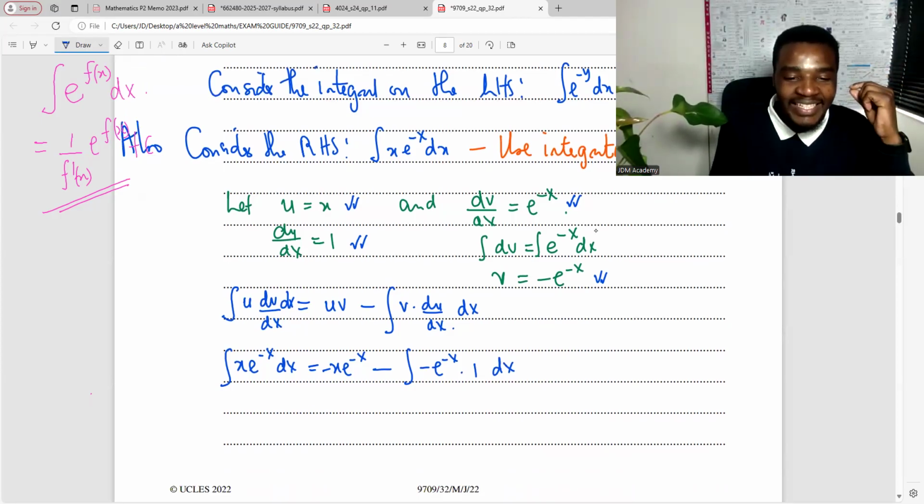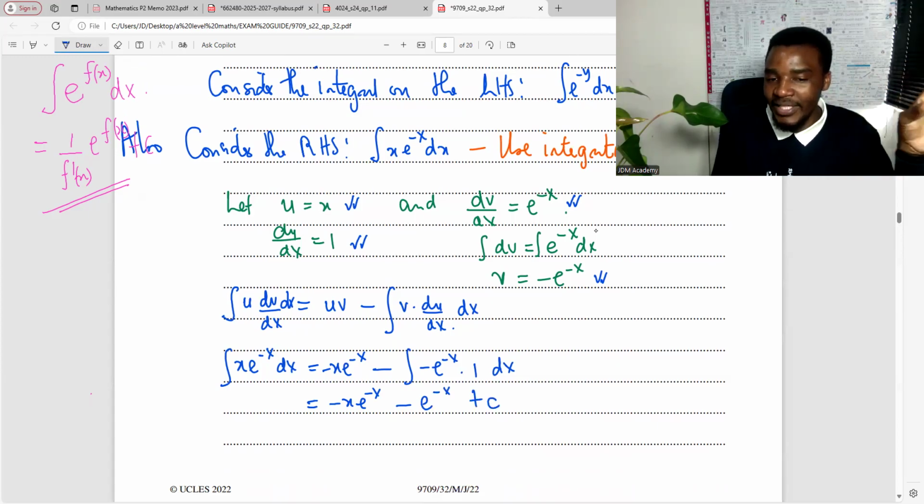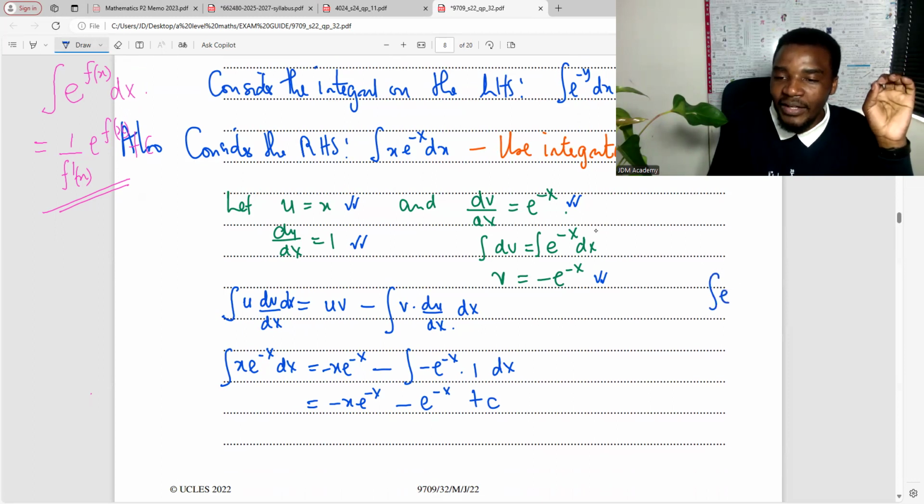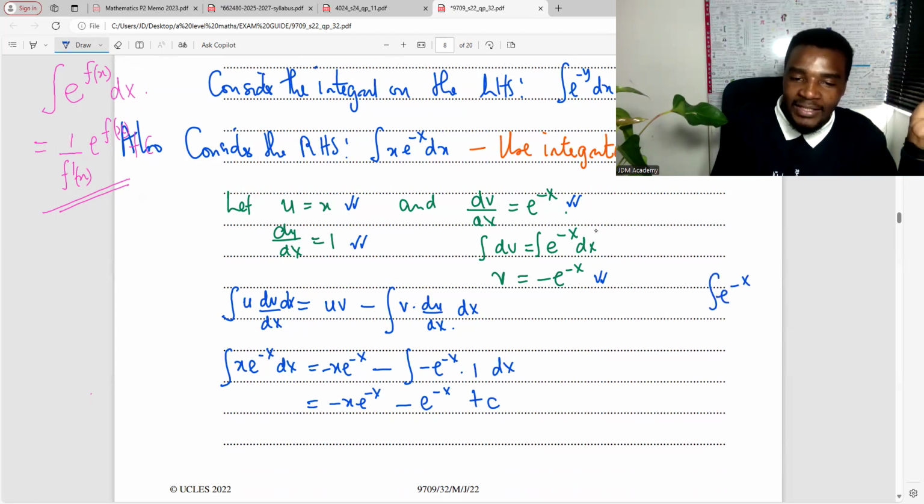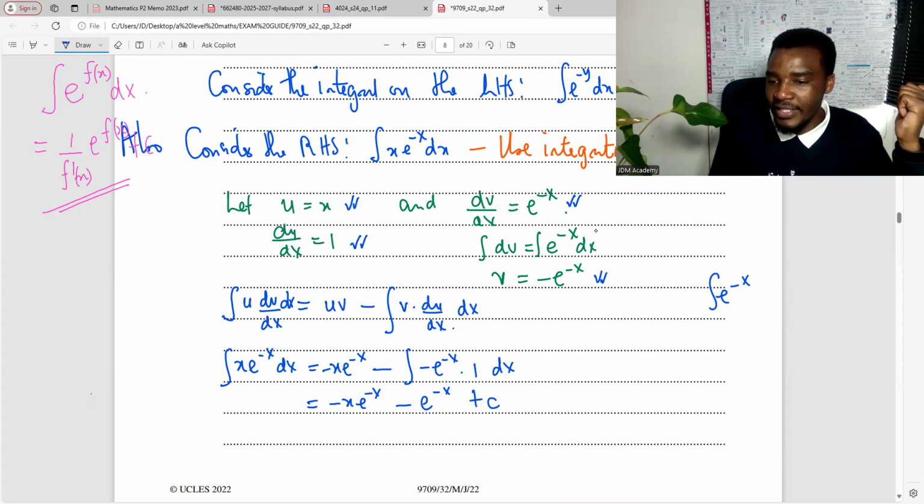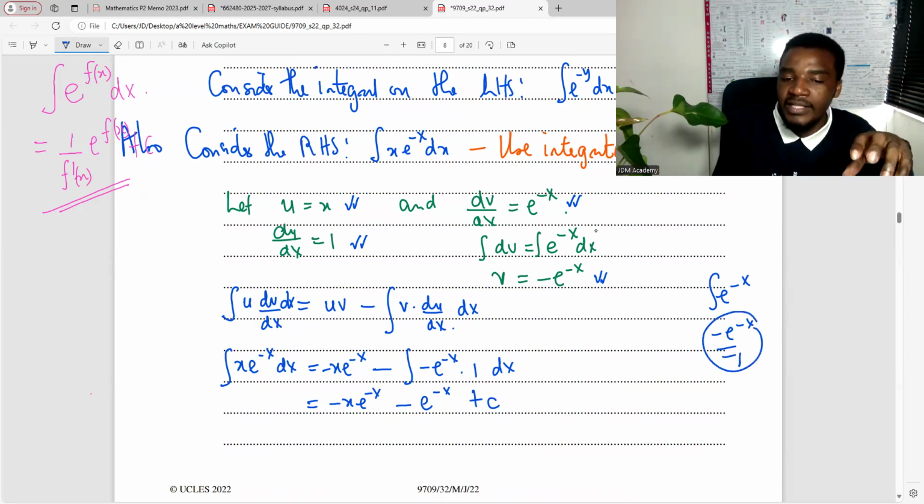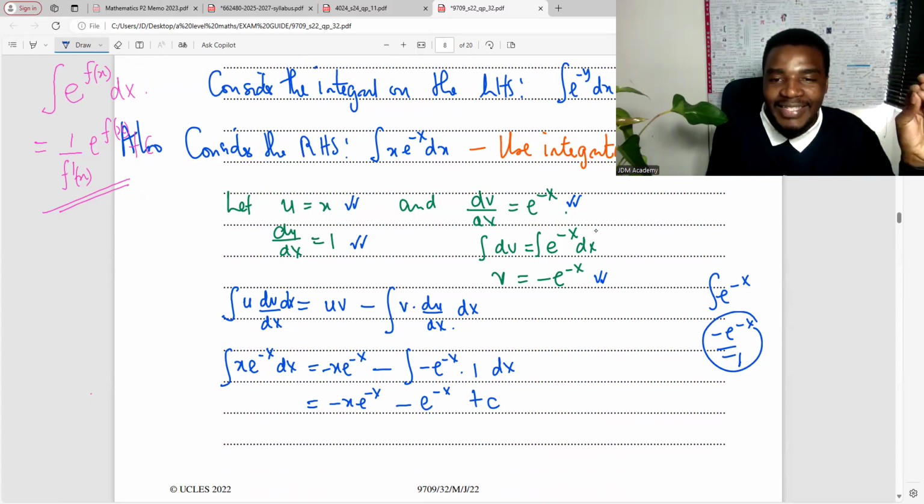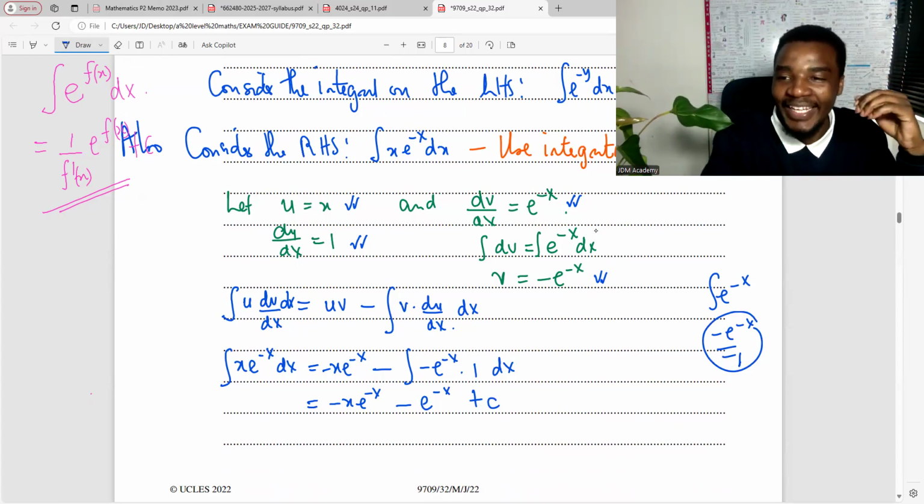Then the next thing, let's simplify. We get minus x e to the power of minus x minus, if we integrate this, we're going to get positive e to the power of minus x plus a constant of integration. What is happening here? Remember the integral of e to the power of minus x. By the end of the day, we get minus e to the power of minus x, and since the derivative of minus x is minus 1, we are dividing by minus 1. That whole thing turns out to be positive. So yes, this is the result that we get.